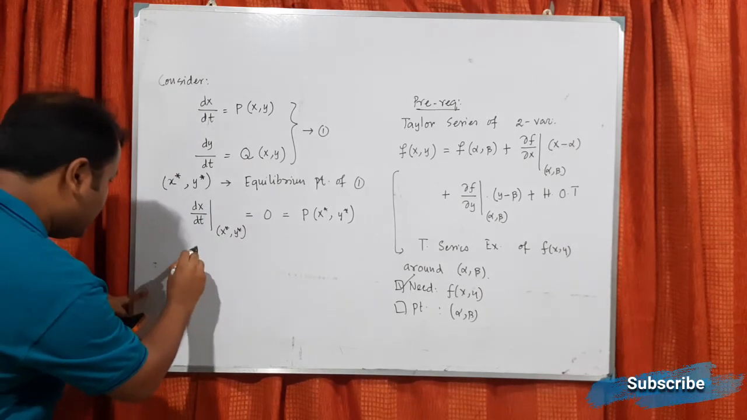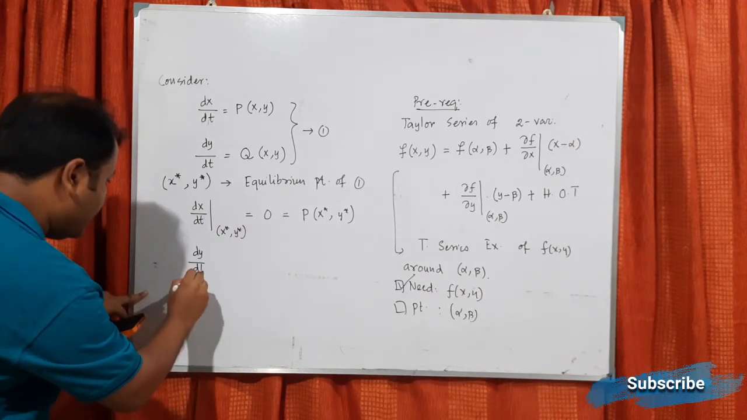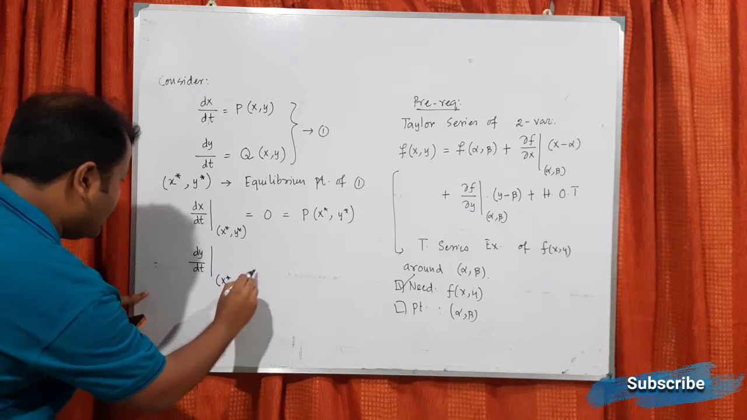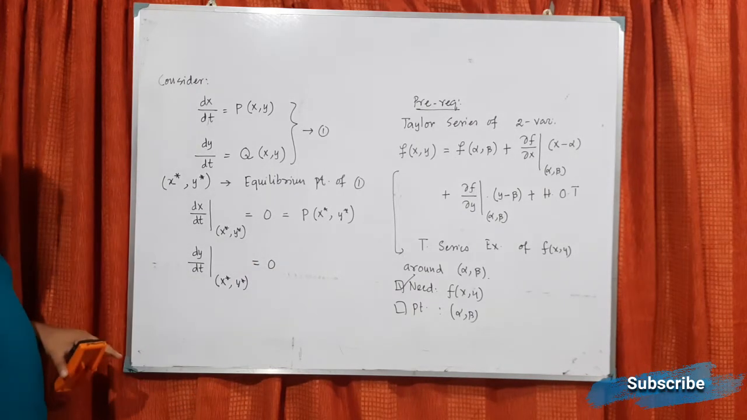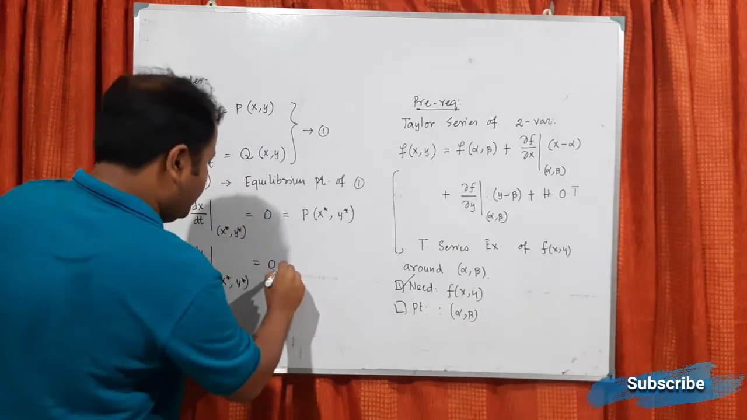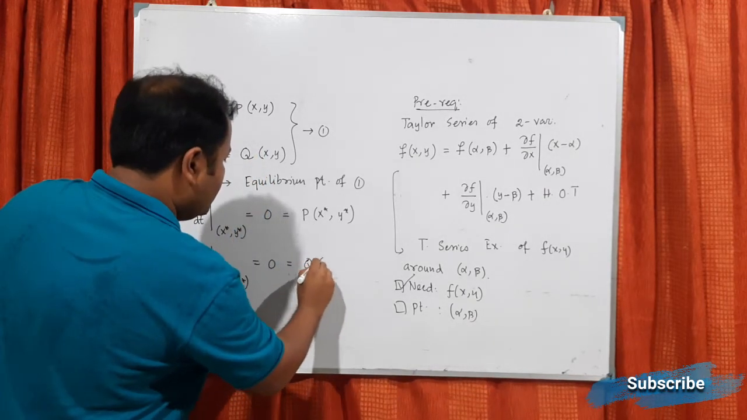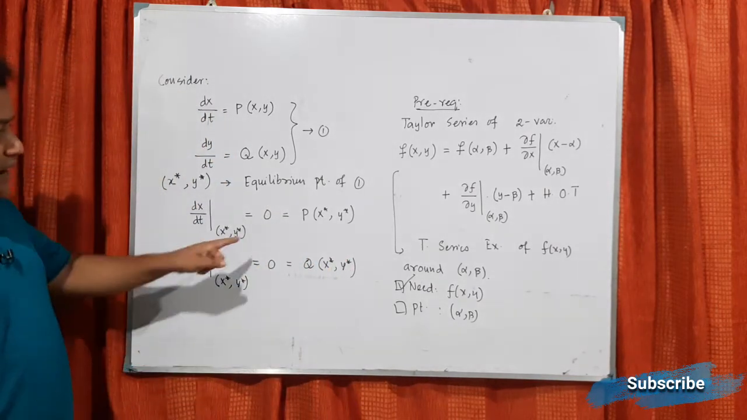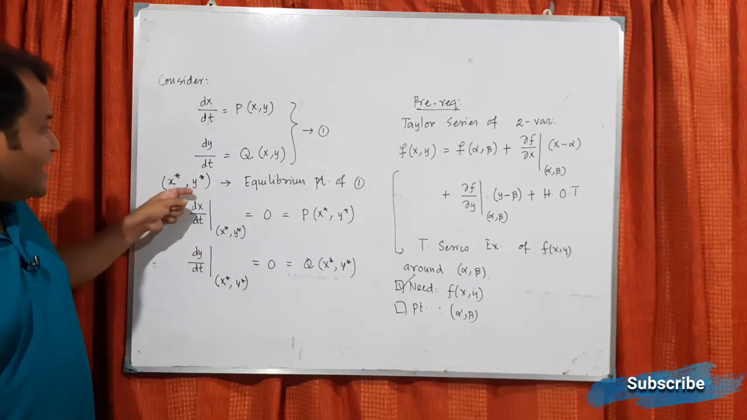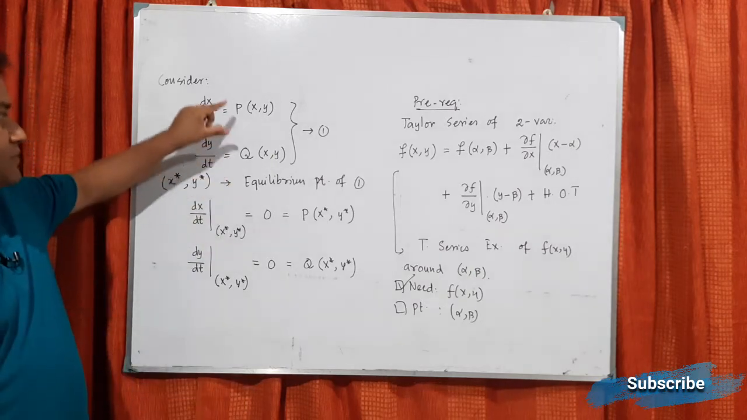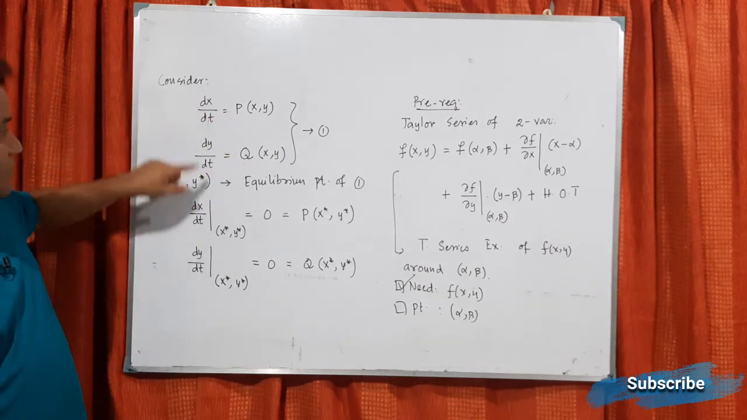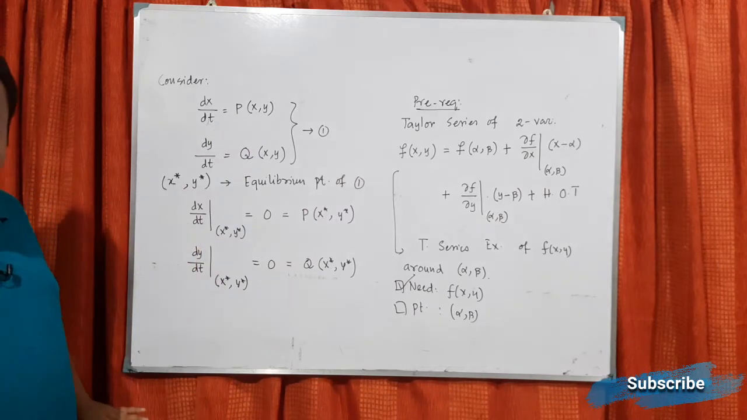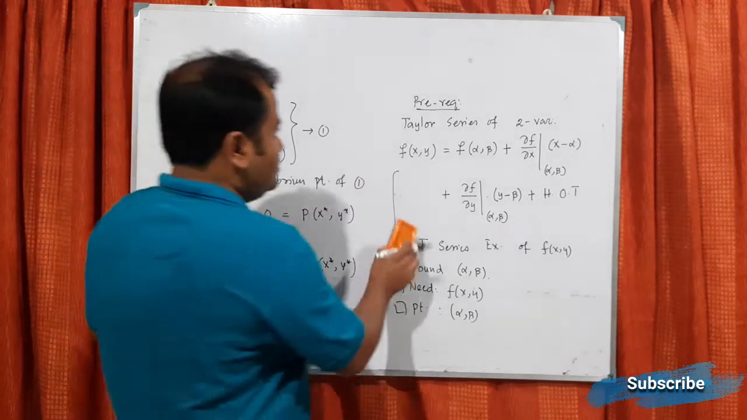Similarly, dy/dt at the point (x*, y*) equals 0. What is dy/dt? dy/dt means q(x,y). So that is q at the point (x*, y*) will be 0. So we have to understand that when (x*, y*) is an equilibrium point of some system, that means the derivative at that point must be 0. So the right hand side will be 0.